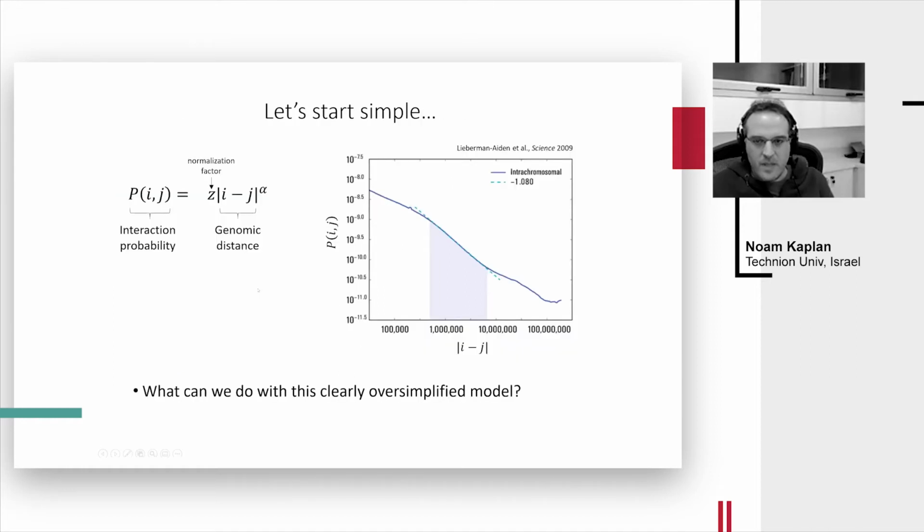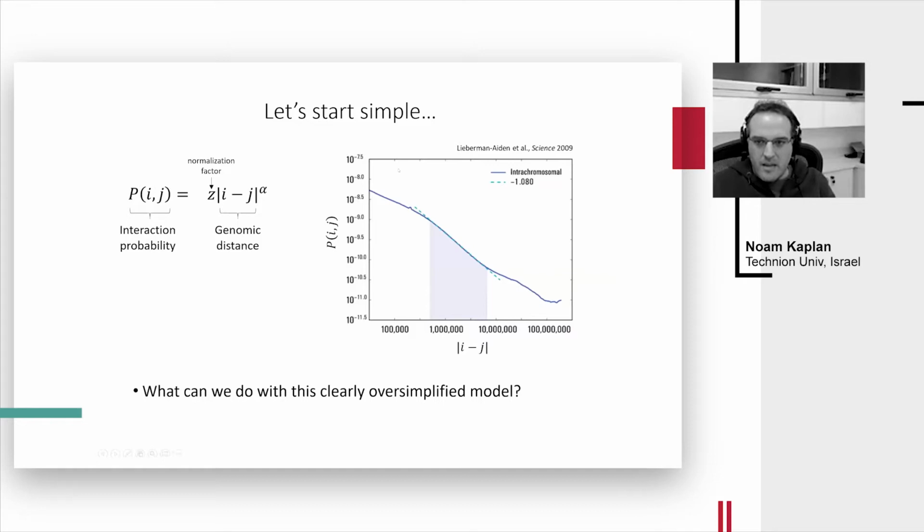Okay, so now let's start together with a very, very simple model. Let's write down a probabilistic model. You have the probability of interaction between every pair of loci on one side, and on the other side the genomic distance between i and j to the power of some negative number. This gives the decay. And you just need to multiply by some number to ensure that the probabilities sum to 1. It's kind of a technical detail, not very interesting.